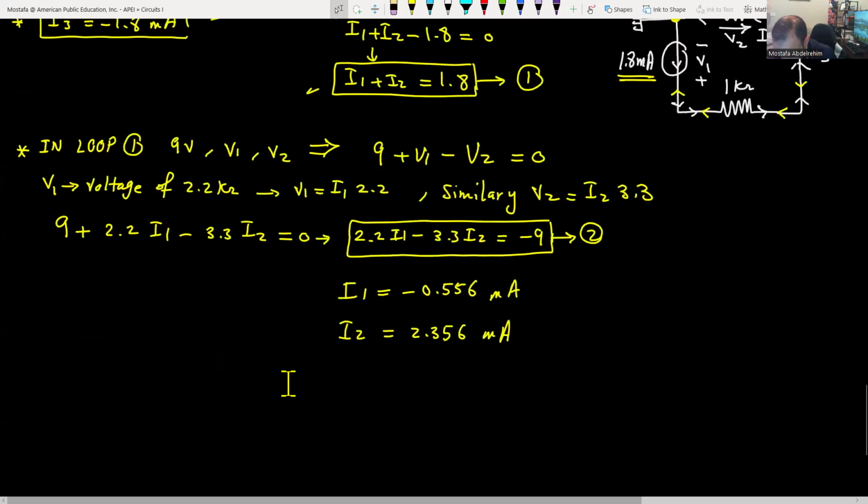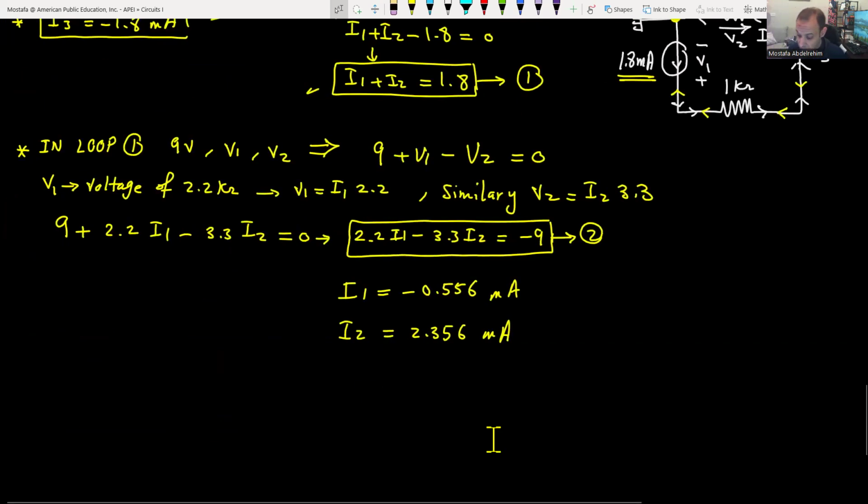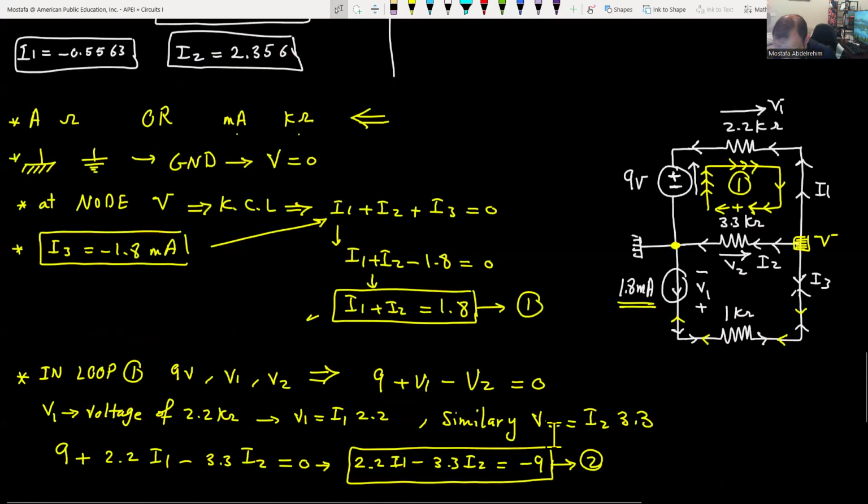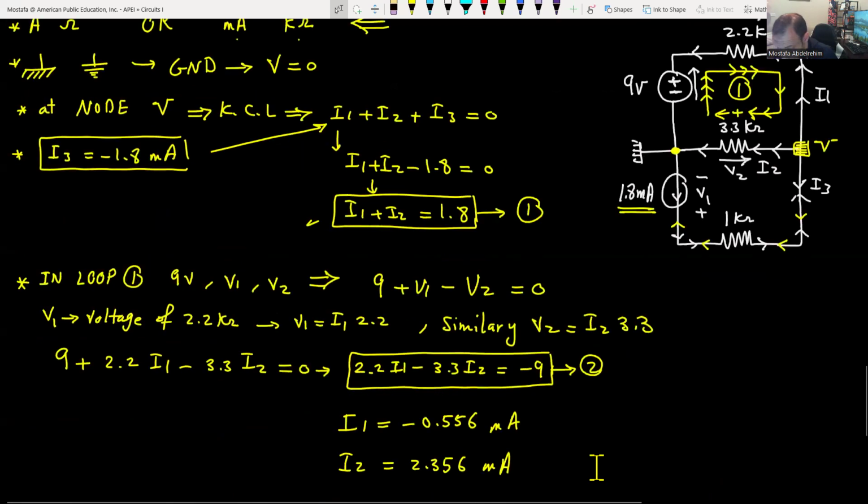So we could find I1 and I2. That's not the end of the day, because in that question it was asking for V1, this guy, the voltage across the current source. Okay, V1. Let's even write it in red, so it is recognizable. Okay, V1. So we need to find V1. V1 is part of that loop. This is the second loop, the bottom loop.